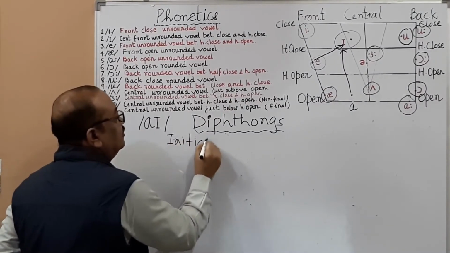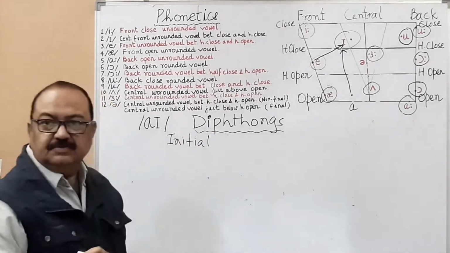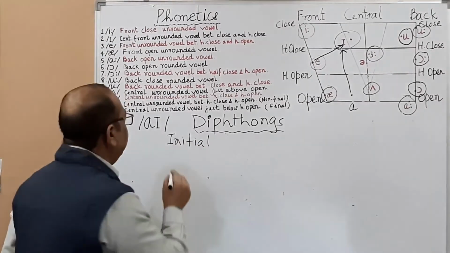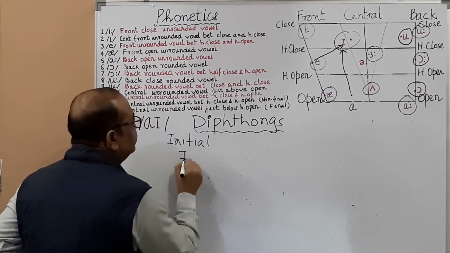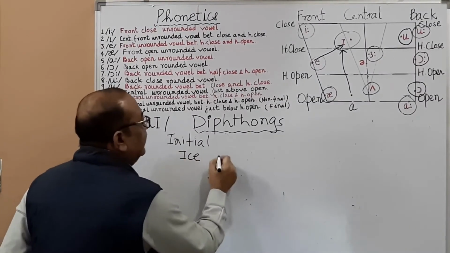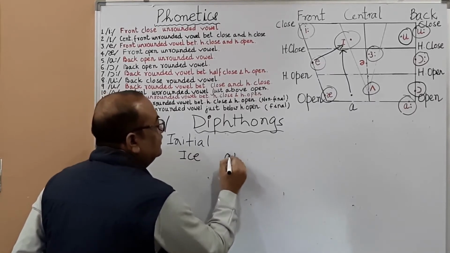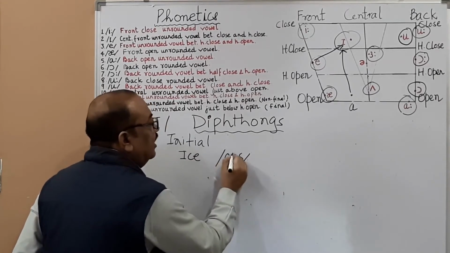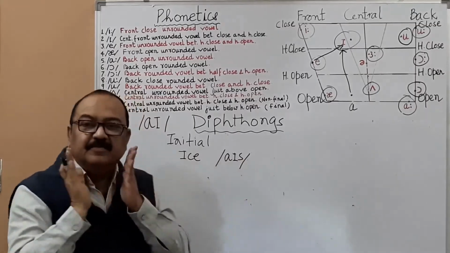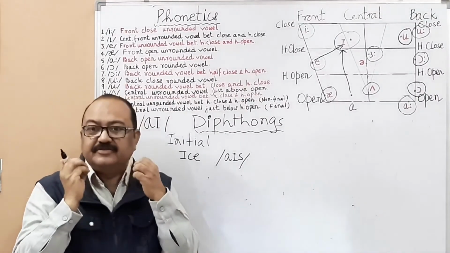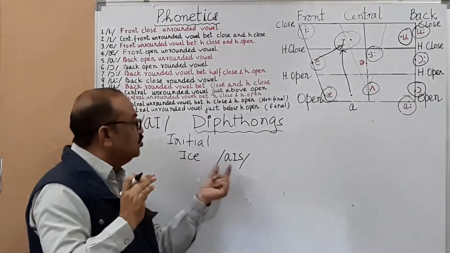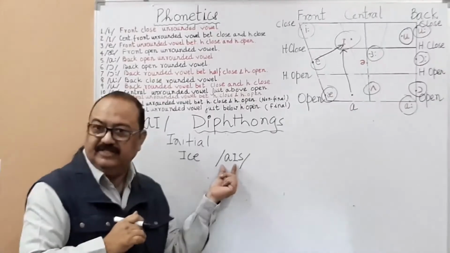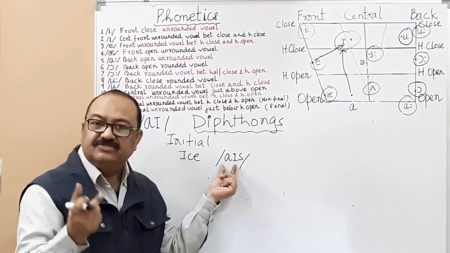First, the initial. Ice. Okay. Good. Very good. Nice beginning. Ice you would transcribe like this. It's very easy. Ice. See the position of lips. See how it is changing. Now these two are the distinctive vowels. They give distinctive sounds.